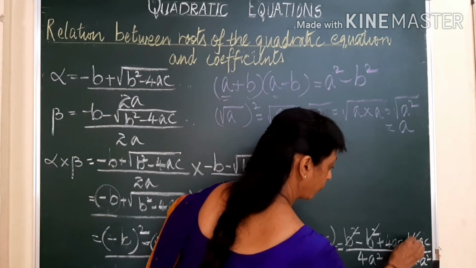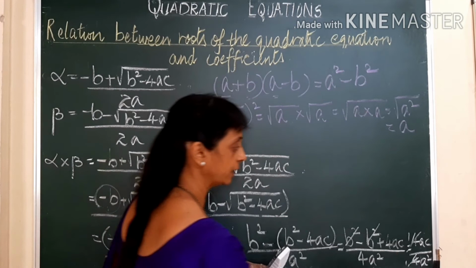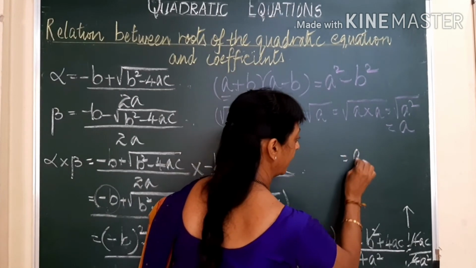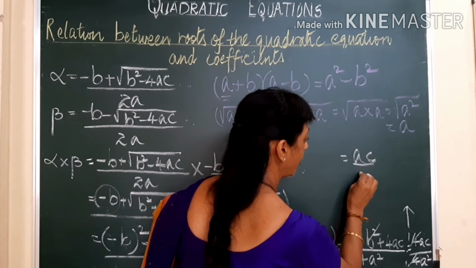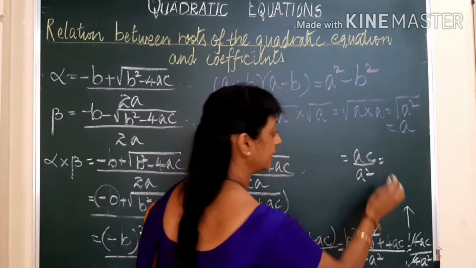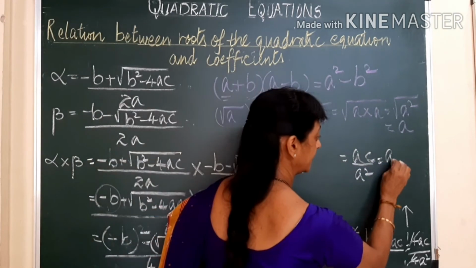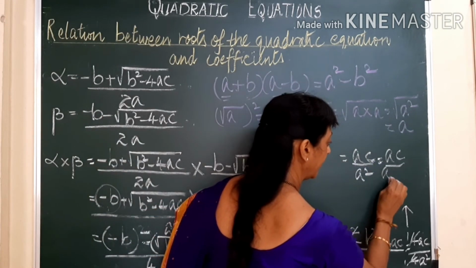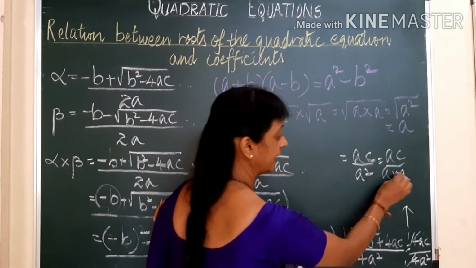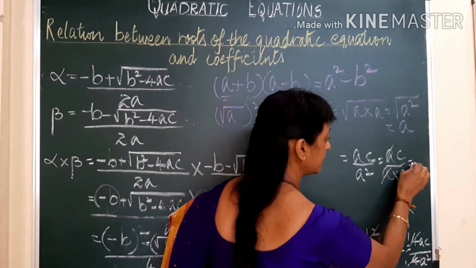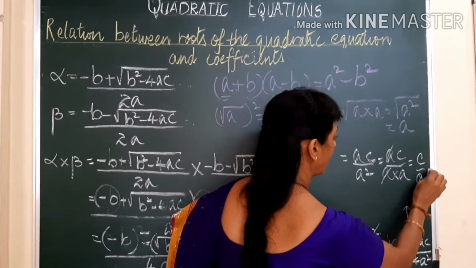What gets reduced immediately, children? 4 ones are 4, 4 ones are 4. So over here you are left with ac upon a square. Can you further solve it? Definitely yes. So this will be written as ac upon a into a. A square is a into a. A gets cancelled. So you're just left with c upon a.